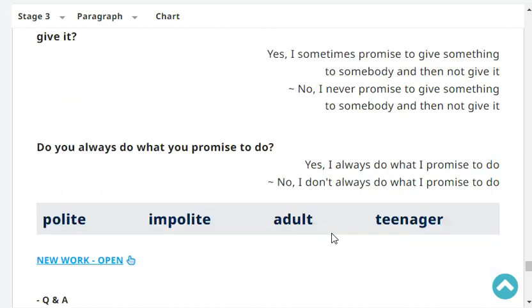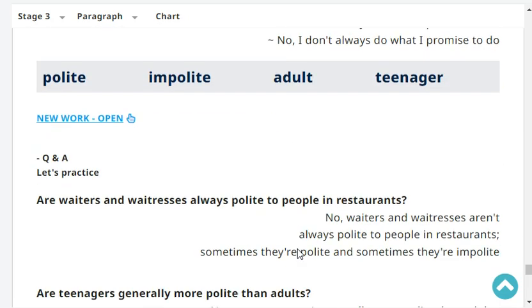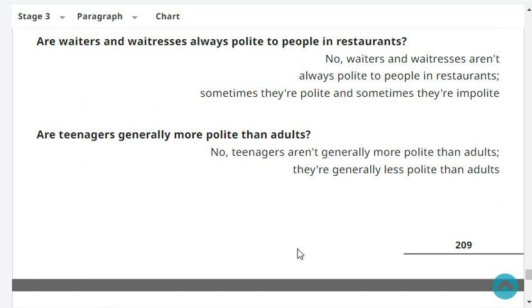Do you always do what you promise to do? Yes or no? No, we don't always do what I promised to do. Very good.